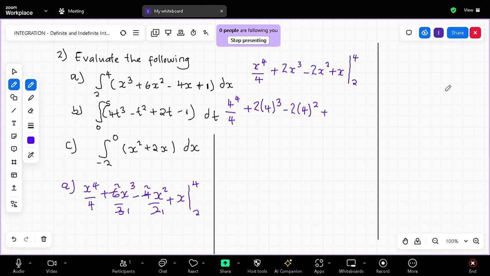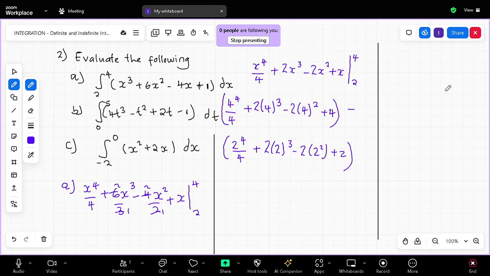Then plus 4. So that is the upper limit. Having obtained the result for the upper limit, we subtract the lower limit. The lower limit is 2, so where we have x, we substitute 2. So it is going to be 2 raised to power 4 divided by 4, plus 2 times bracket 2 raised to power 3, minus 2 times bracket 2 raised to power 2, then plus 2. So this is the lower limit. I just substitute the value of x with 2 to obtain the lower limit.